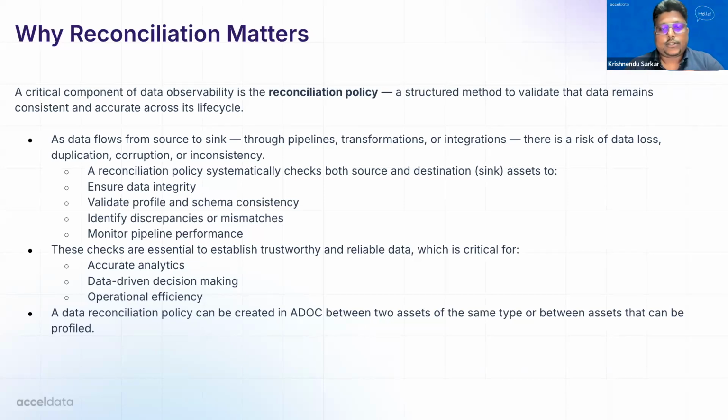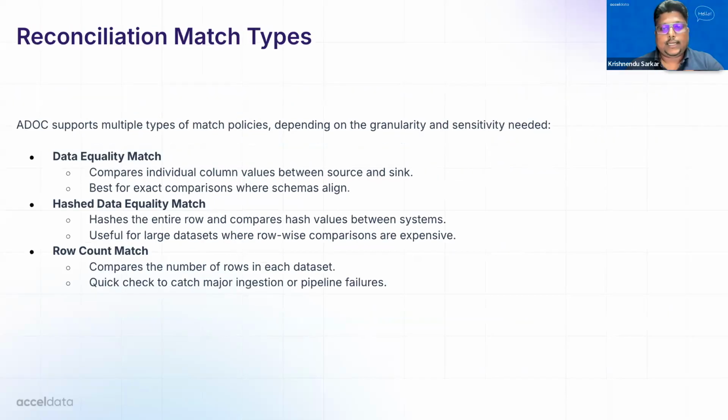So in ADOC, you can set up reconciliation policies between assets of the same type or those that can be profiled, making the process automated, scalable and consistent. So now let's look into how many types of reconciliation match we can do in ADOC. We have altogether three types of reconciliation match: data equality match, hash data equality match, and row count match. So what is data equality match?